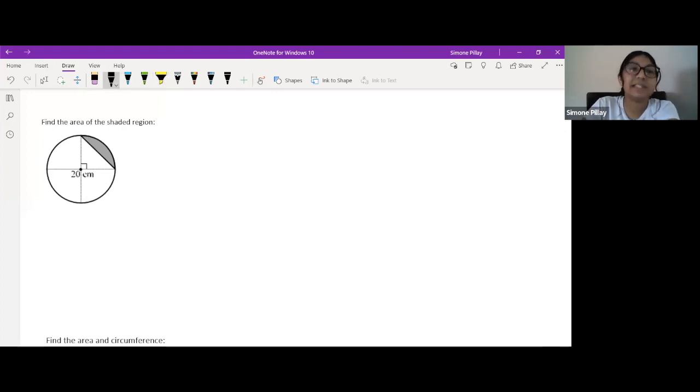So it says, find the area of the shaded region. Now, this shaded region, we don't even know what shape that is. But what I do know is that I have a circle. And can you see that we have a semicircle and then we have a quarter of a circle? I know the formula to calculate the area of a circle, right?